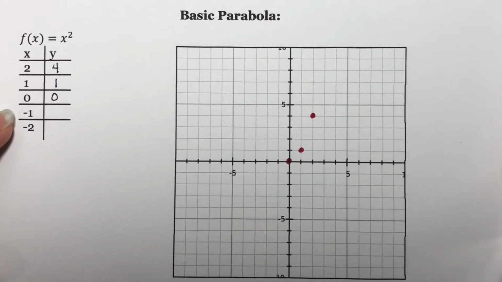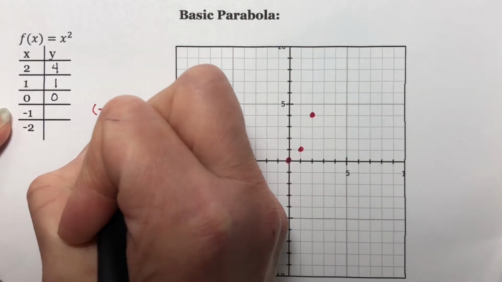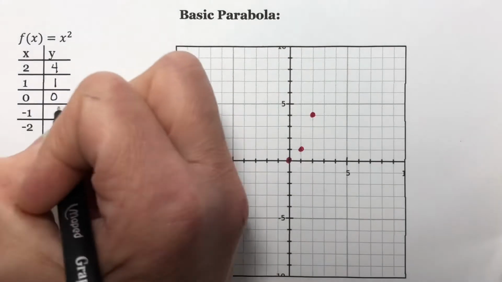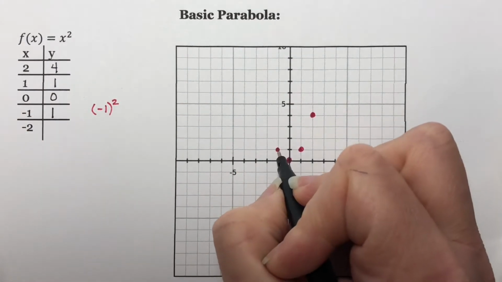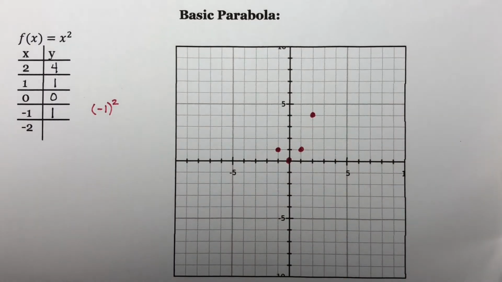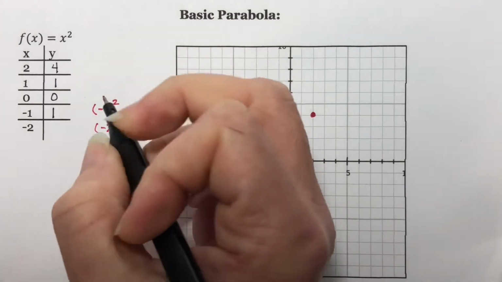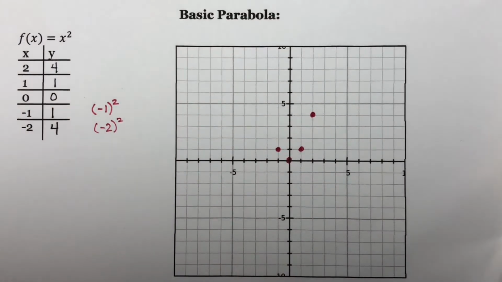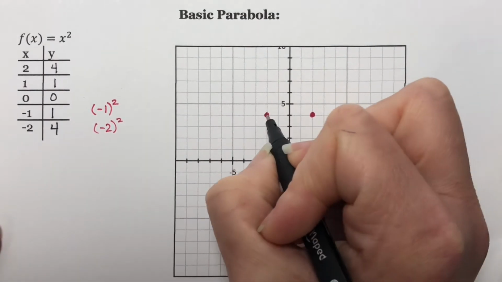If I plug in -1, this means -1 in parentheses squared, so this is a positive 1, and I have the point -1, 1. Now if I plug in -2, this is -2 in parentheses squared, so I would get positive 4. So this is -2, 4.